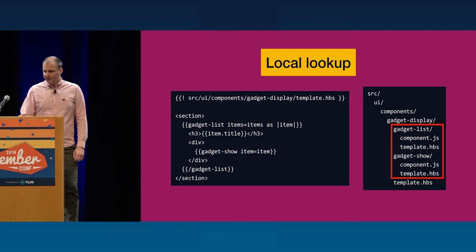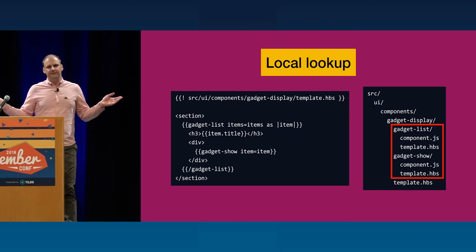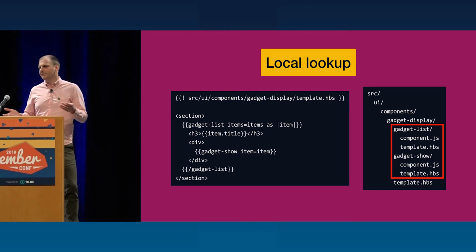And sometimes you have private components. This is kind of nice because now our gadget list and gadget show are completely private to gadget display. Nothing else in your application can invoke those 2 components. They can't be accessed. And you can imagine for small helpers, this is also nice because you could have different variants of a helper with a really short name, and you don't need to stomp on each other. But sometimes you actually want to use those as private API for that component, but you want to be able to yield them out.